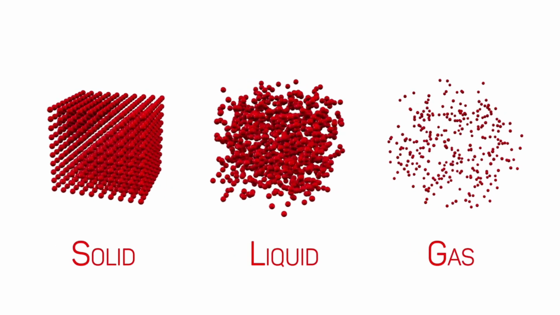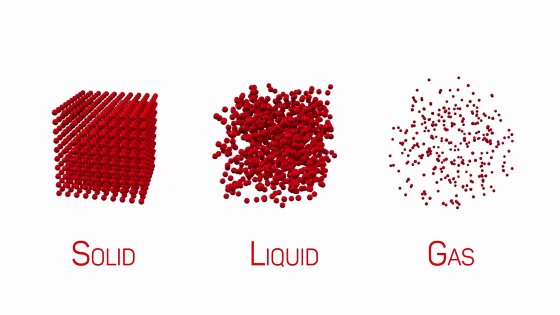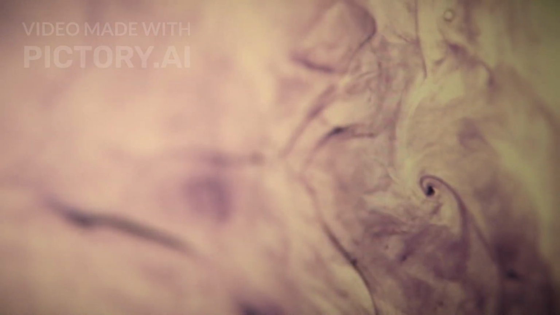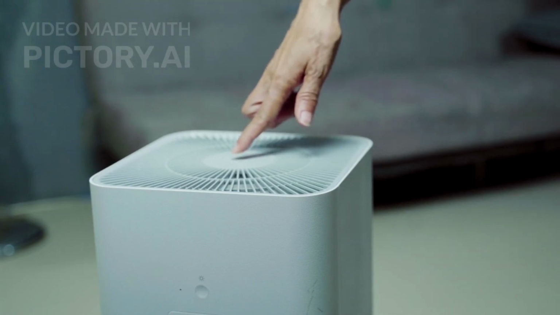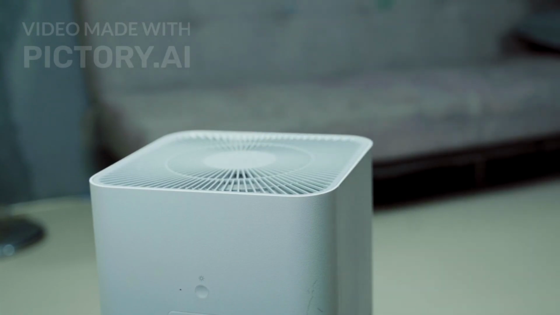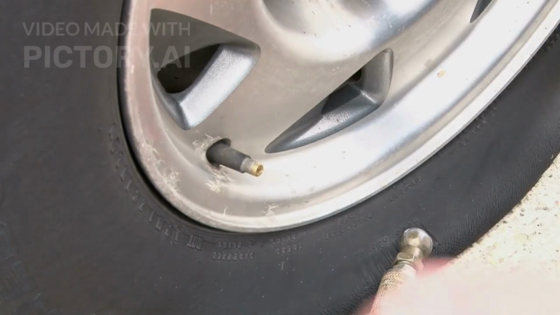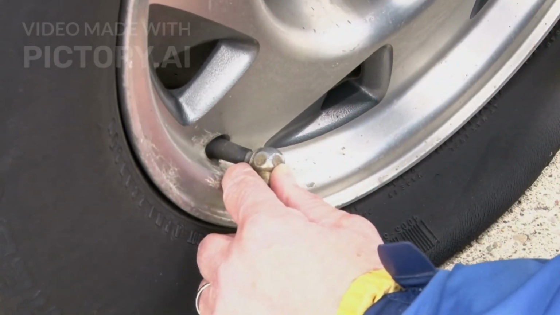Now let's summarize. Matter is made of particles and exists in three main states: solid, liquid, and gas. Solids hold shape and volume, liquids have volume but no shape, and gases have neither. Changes in temperature and pressure can cause matter to shift between these states, and real-life examples make these concepts easy to relate to. Whether you're cooking, storing food, filling a tire, or watching clouds form, you're experiencing the properties of matter and its states.